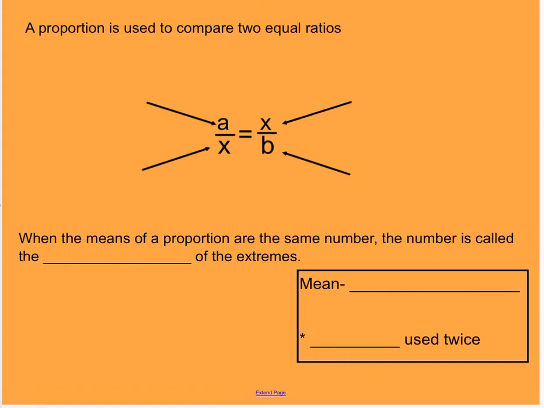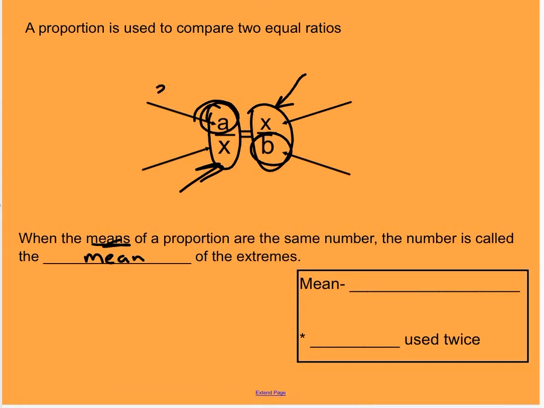You've heard mean before, and here's where mean comes into play. Whenever you've got a proportion, comparing two equal things, when the means of a proportion, that's this one and this one, are the same number, the number is called the mean of the extremes. The extremes are these two. This one's an extreme, this one's an extreme. These would be considered the means. Now, when the means are the same, they call that the geometric mean.